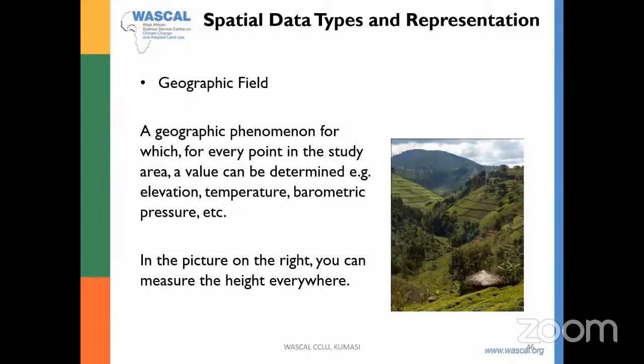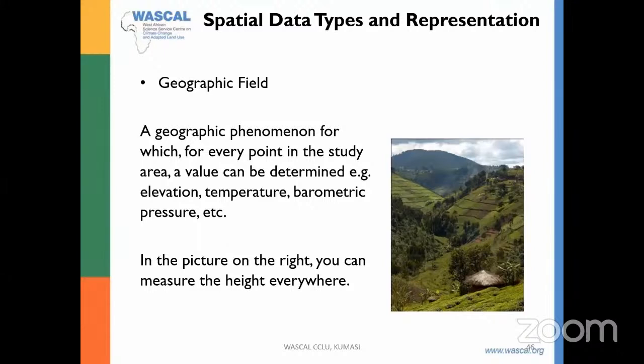Aside from that, we have the geographic fields. With a geographic field, for every point in the study area, we can determine its value. So for this example, the image on the right, at each point we can estimate the height at that location.